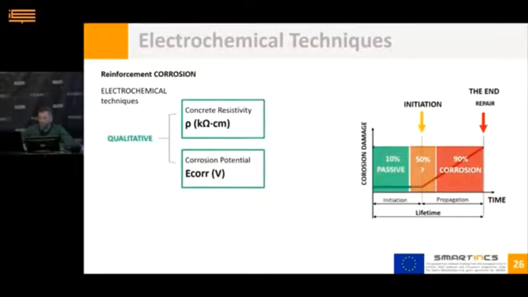Okay, we have seen the qualitative techniques, both resistivity and corrosion potential. Their advantages are that they can be measured quickly and easily, but they are qualitative. So they are often used in conjunction with, and complementary to, corrosion rate measurement.